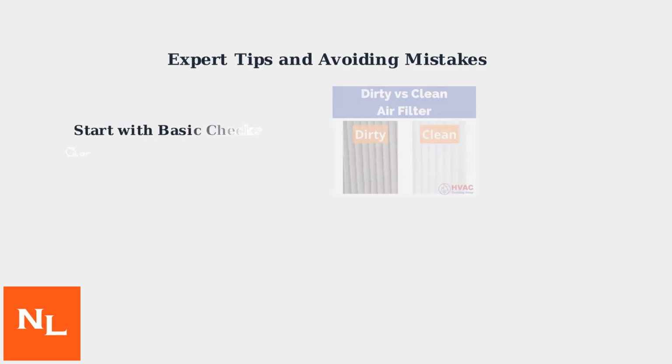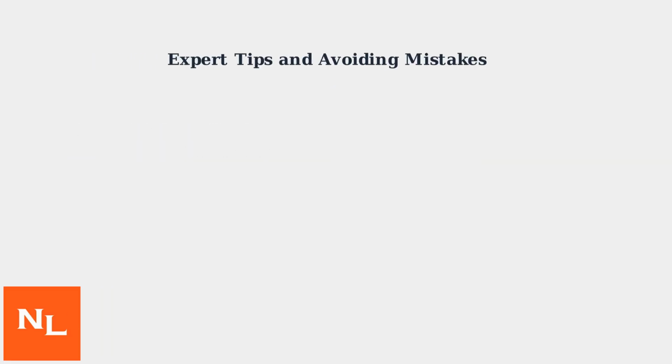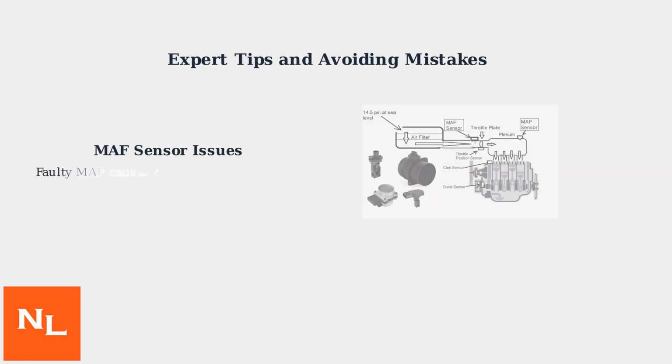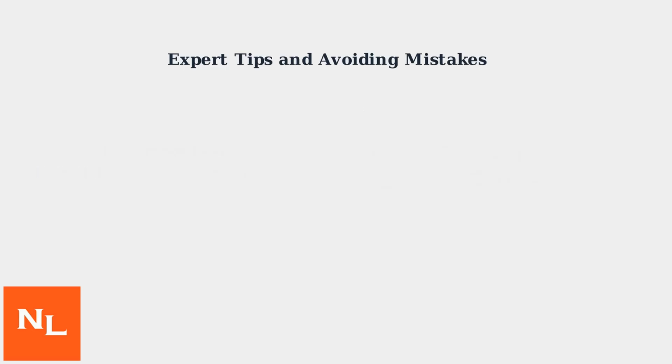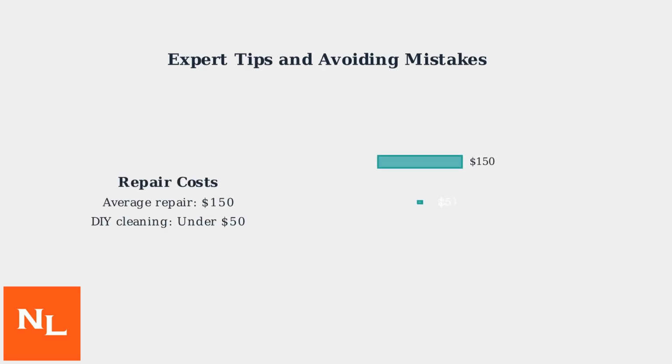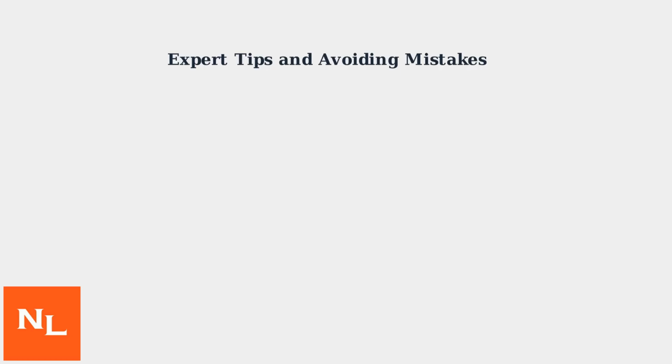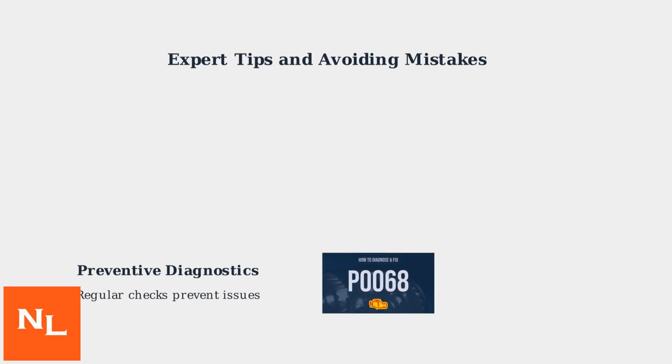Experts recommend starting with basic checks like cleaning air filters and the throttle body before assuming complex sensor failures. A faulty MAF sensor accounts for 40% of all sensor-related engine light issues, making it a common culprit in P0068 codes. AAA data shows the average P0068 repair costs around $150, but simple DIY cleaning can resolve the issue for under $50. Be cautious of generic aftermarket sensors, which have a higher failure rate compared to OEM parts. Always prioritize preventive diagnostics to catch potential issues before they escalate.